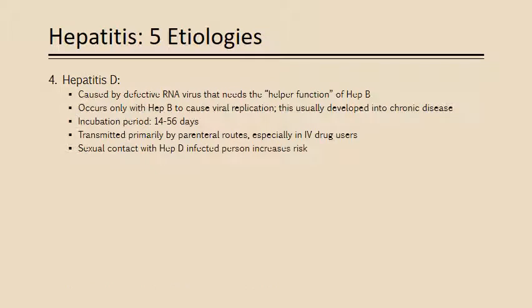Hepatitis D is caused by a defective RNA virus that needs the helper function of the hepatitis B virus. It only occurs with hepatitis B to cause viral replication, and this usually develops into chronic disease. The incubation period for this is 14 to 56 days. It's transmitted primarily by parenteral routes, especially in IV drug users, and sexual contact with hepatitis B infected persons increases the risk. So you really don't need to know much about this one other than it's transmitted by IV and sexual contact, and it's very, very rare in our country.